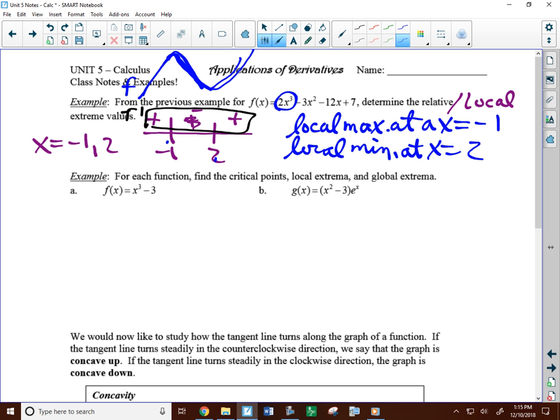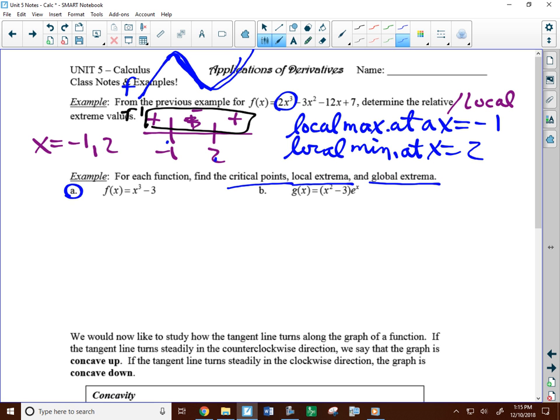Okay, let's try two more to finish up with this concept: increasing, decreasing, local, first derivative test, local max and min. Good. So I'm going to move on and try the next one. This one is kind of a summary of things: critical points, local extreme and global extreme values.